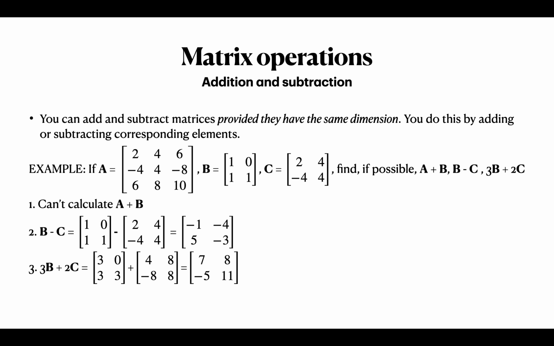And if I want to add two 2 by 2 matrices, I add the corresponding entries. So 3 plus 4 gives you 7. 0 plus 8 gives you 8. 3 plus minus 8 gives you minus 5. And 3 plus 8 gives you 11.